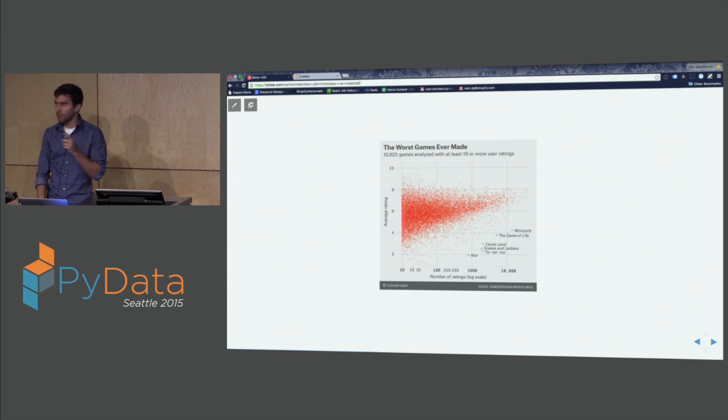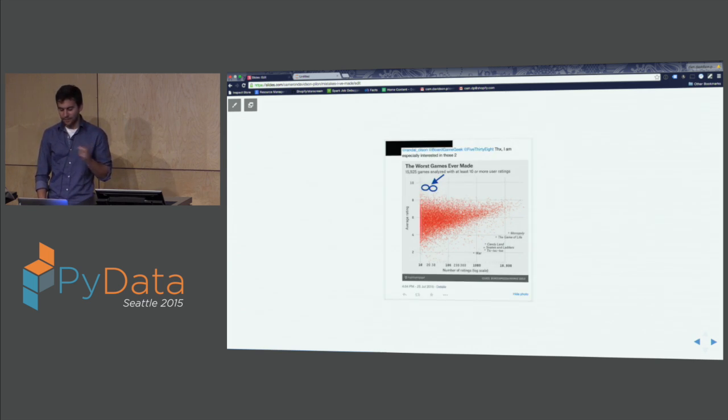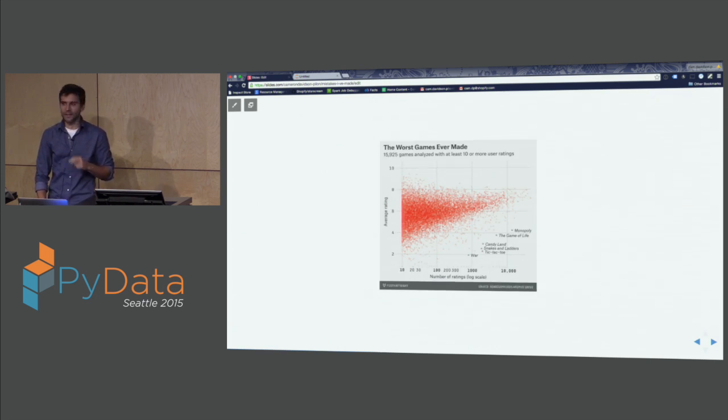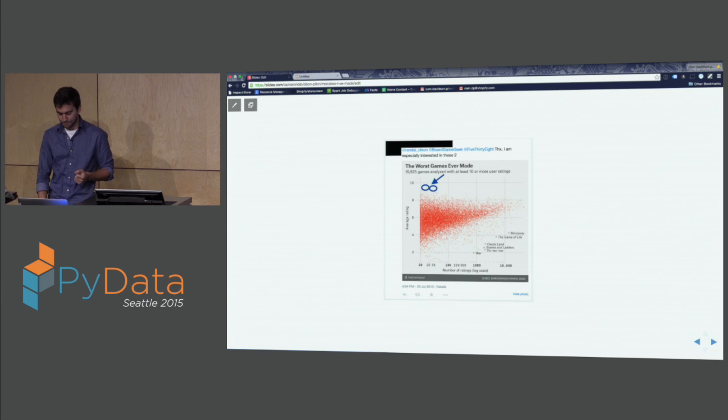Actually, it was funny when this was posted. A very prominent data scientist commented on it, and they fell for the exact same error that I fell for. They said, I'm very interested in these 2. And he circled the top 2 points. Now, if I go back here, those top 2 points are probably not the best games. You know what I mean? Just by chance, they have some good ratings, but they're probably not the best games. So this individual fell for the exact same problem that I did.